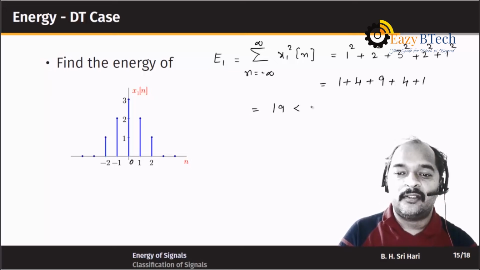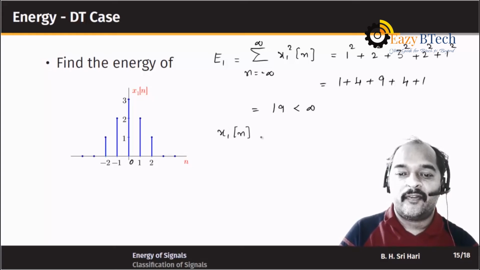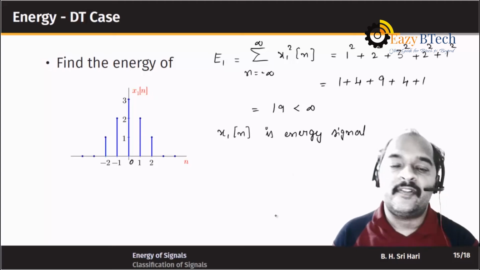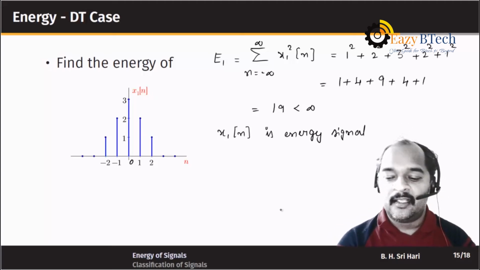19. And because this is less than infinity, what do we say? x1 of n is an energy signal. Why? Because the energy of the signal is finite. It is less than infinity, and hence we say that x1 of n is an energy signal.